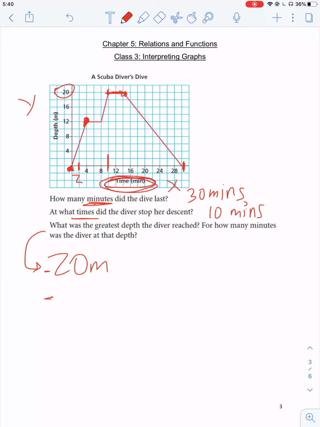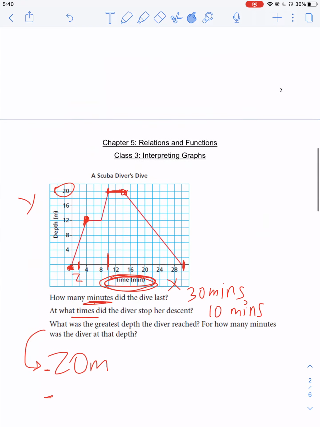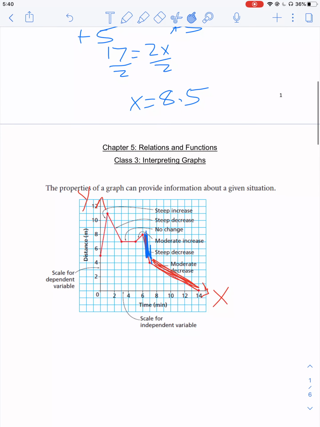Now this is constant, right? This is not an increase, nor is it a decrease. Maybe I should have pointed that out. This is what we call when there is no change. When there's no change, this is what the graph will look like. So we call this the constant value, but that basically means that there's no change.